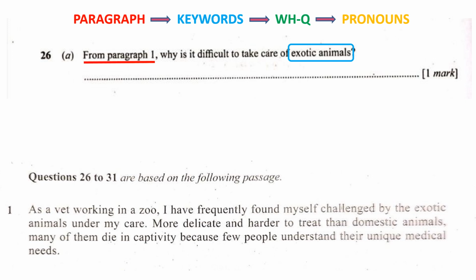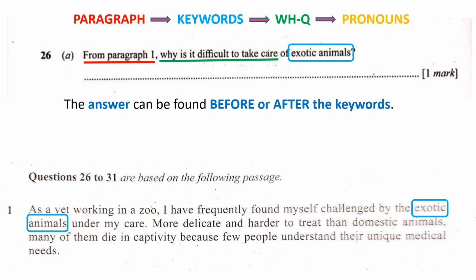So let's look at the paragraph. Where can we find exotic animals? As a vet working in a zoo, I have frequently found myself challenged by the exotic animals under my care. There. So once you found the keywords, you need to look at what the question wants. So this question asks, why is it difficult to take care? Kenapa susah nak jaga? Alright, so the answers can be found before or after the keywords.